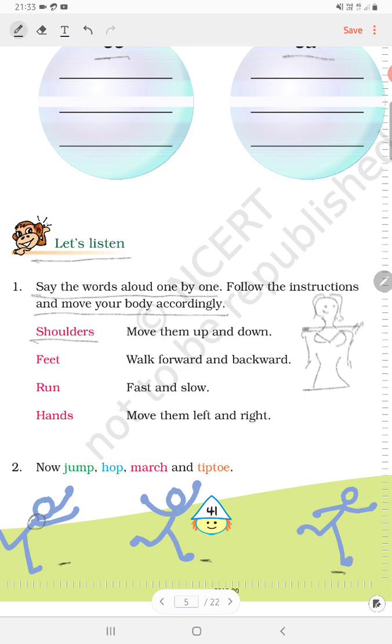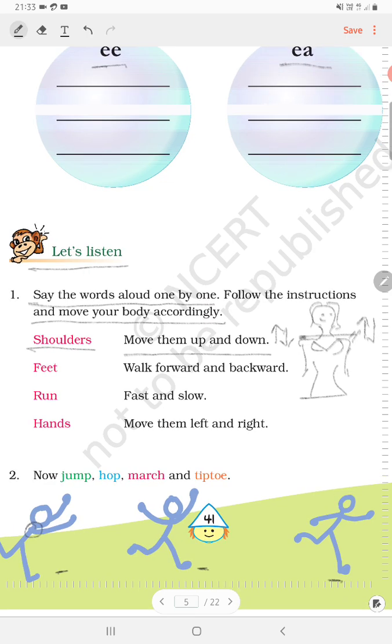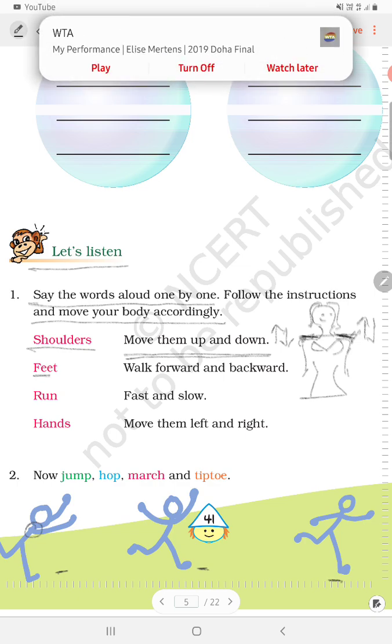So what you have to do is move them up and down, up and down. Okay, you have to move them upside and downside. Your shoulders, move your shoulders up and down. Got it? You have to do it practically. Next, feet. Where are your feet?